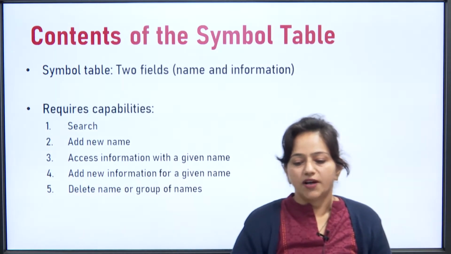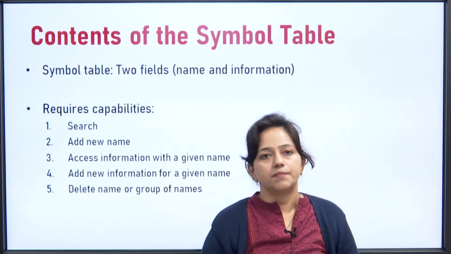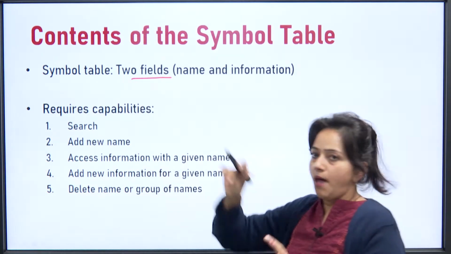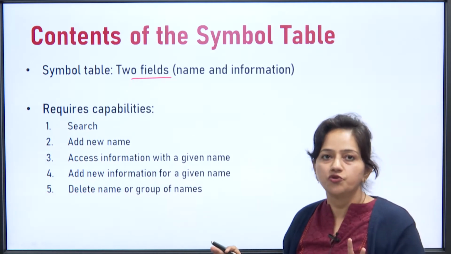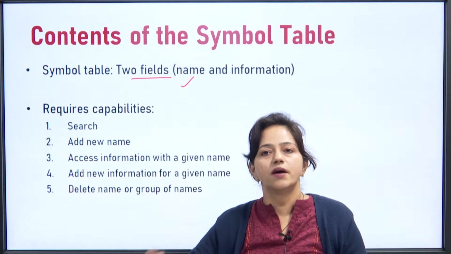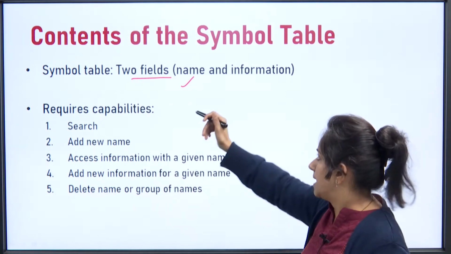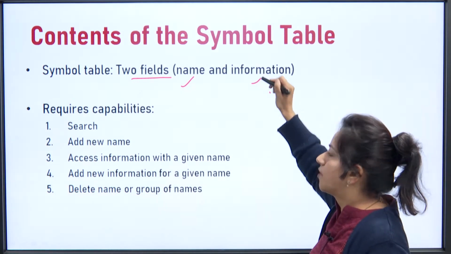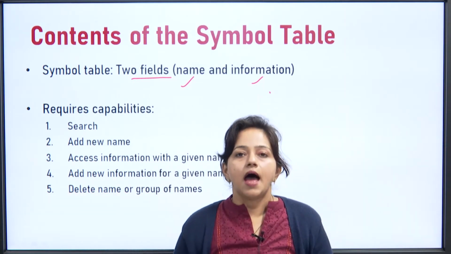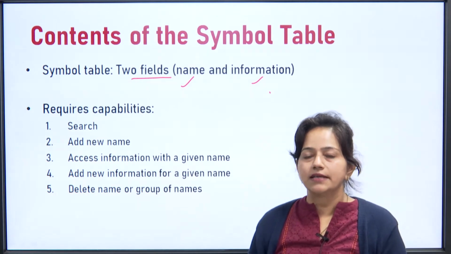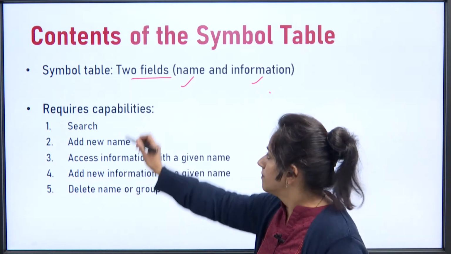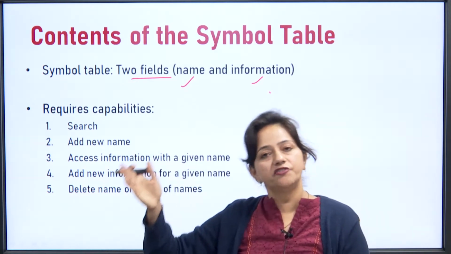Now next is what are the various contents of the symbol table. So, the symbol table broadly has two fields. In an abstract way we can say it takes two fields. One is for the name, this could be for a procedure, variable, constant, or label. Second is its related information, like what is its type, its scope, where it should be stored, and whether it is a simple type or a complex type. So it has two fields, name and information.